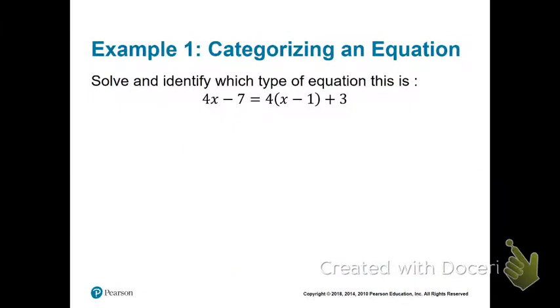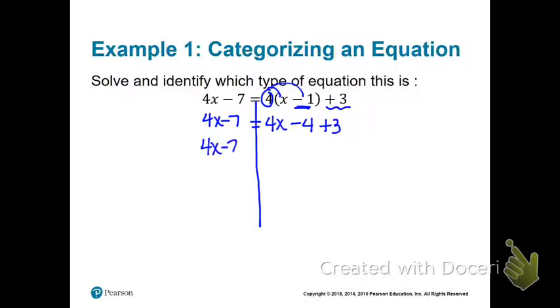All right, so example 1 says solve and identify which type of equation this is. So we're going to solve this. When I look at this, I can't do anything on the left side, but on the right side I can distribute. So I'm going to bring down the 4x minus 7 on the left. I'm going to distribute on the right. So 4 times x is 4x, and then 4 times -1 is -4, and then just bring down your plus 3. Still can't do anything on the left side, but I can combine like terms on the right side. So -4 plus 3 is a -1.